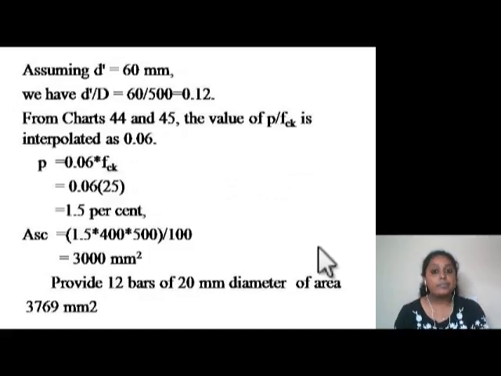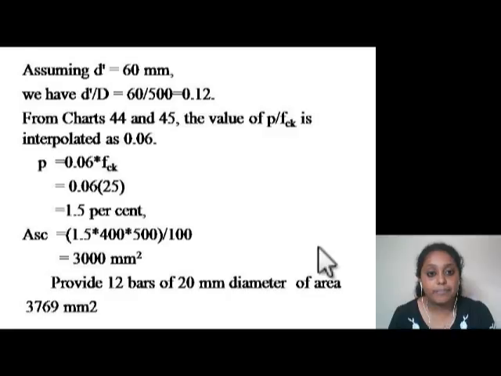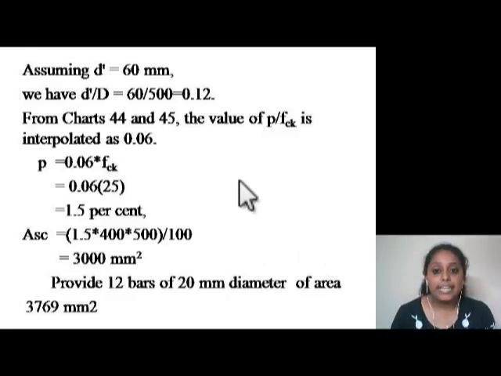Then we have to assume D dash as 60 mm. So we have D dash by D is equal to 60 by 500, that is 0.12. Then from chart 44 and 45 from SP16 we will get the value of P by FCK as 0.06. From P is equal to 0.06 into FCK, that is 0.06 into 25, that is 1.5%.